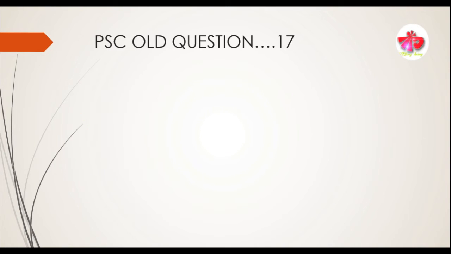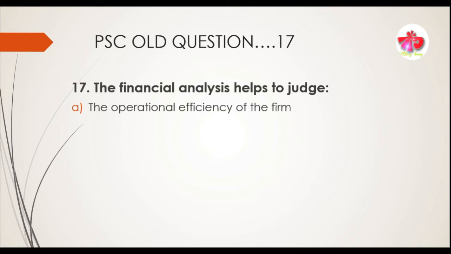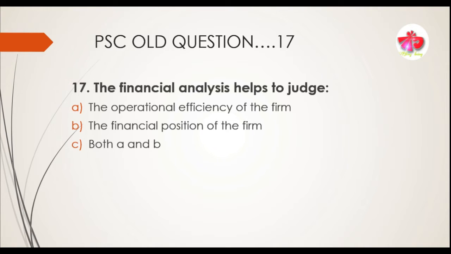Question number 17. The financial analysis also shows the operational efficiency of the firm. Option B, the financial position of the firm. Option C, both of the above, and option D is none of the above. So friend, the financial analysis also shows the operational efficiency as well as the financial position. So option C will be the correct answer here.